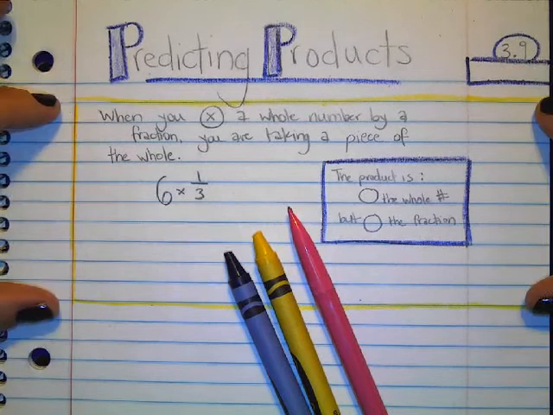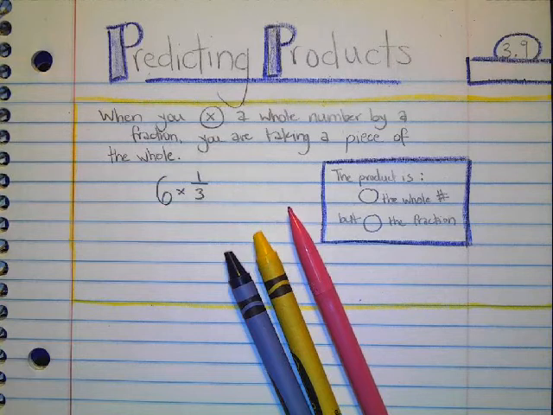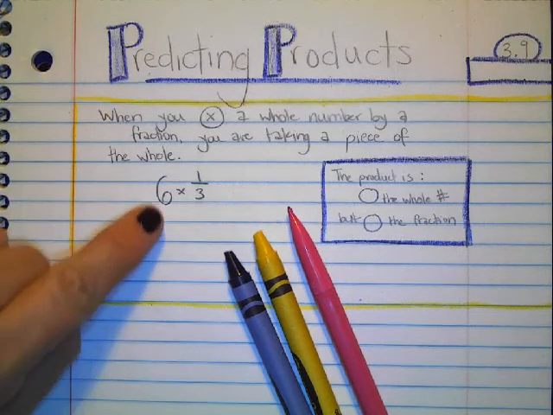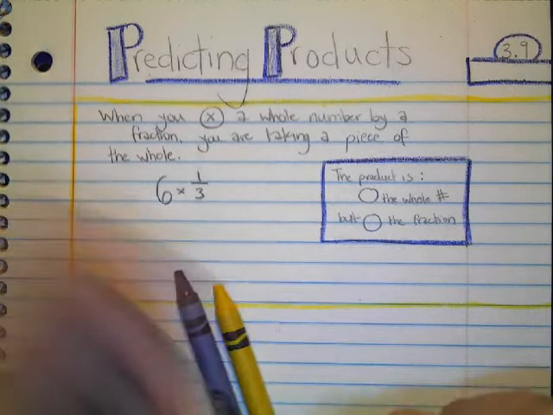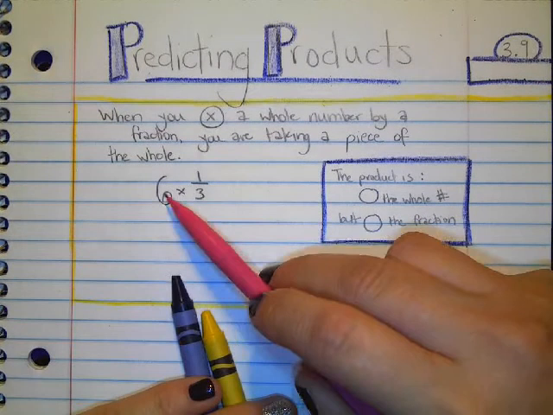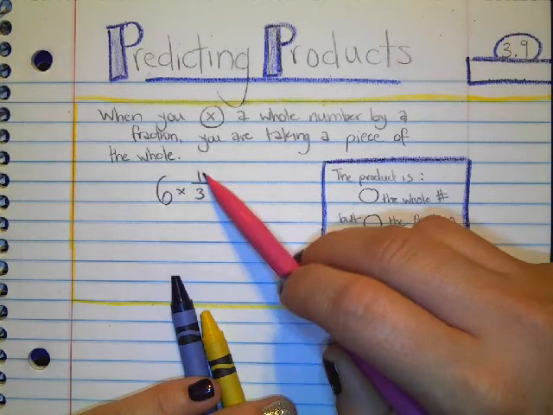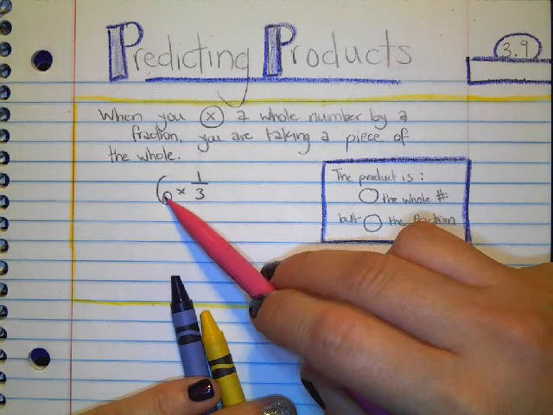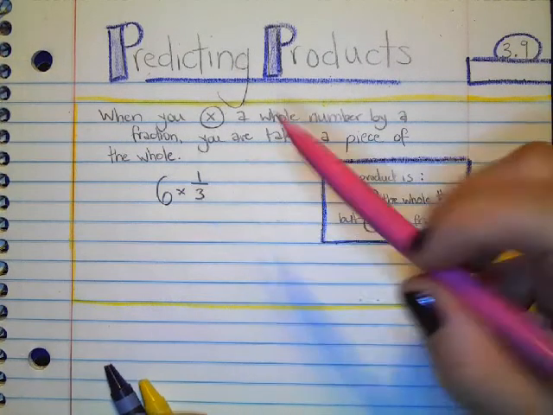Inside of this yellow box, you should have written, when you multiply a whole number by a fraction, you are taking a piece of the whole. So when I take 6 times a third, it means that I'm taking a piece of 6, because 1/3 is just a piece. So I'm taking a piece of 6.